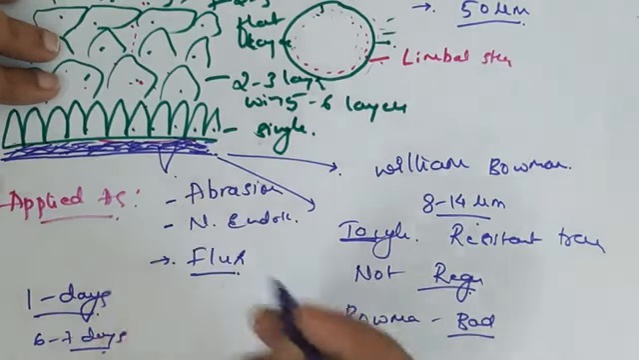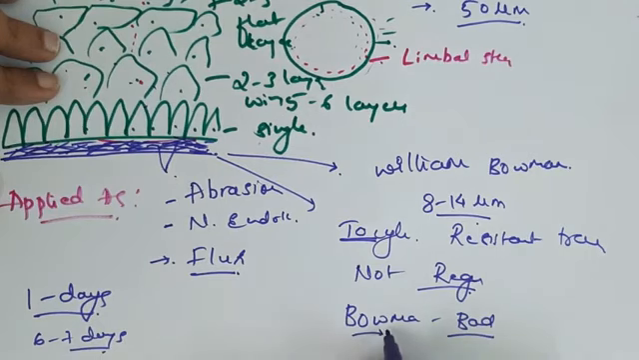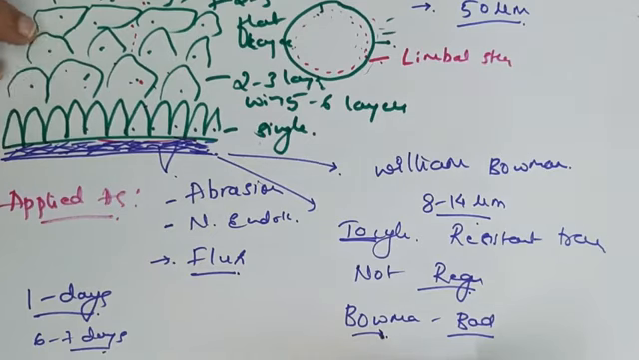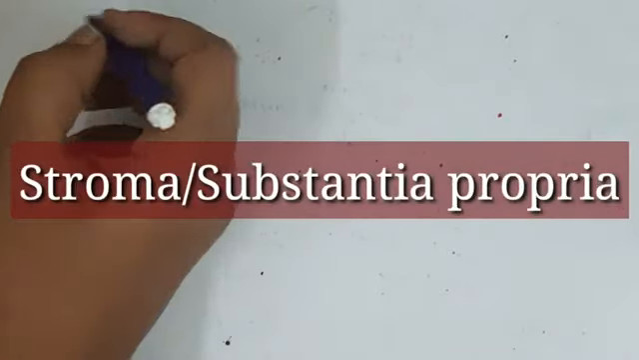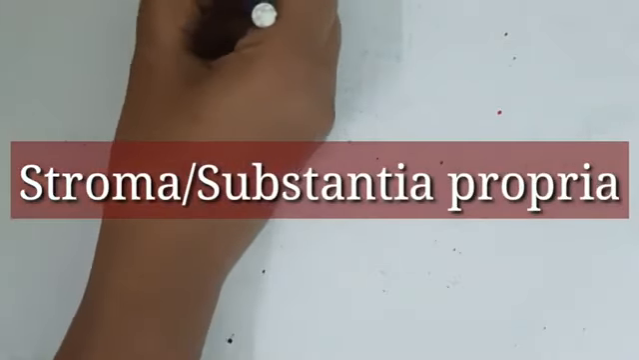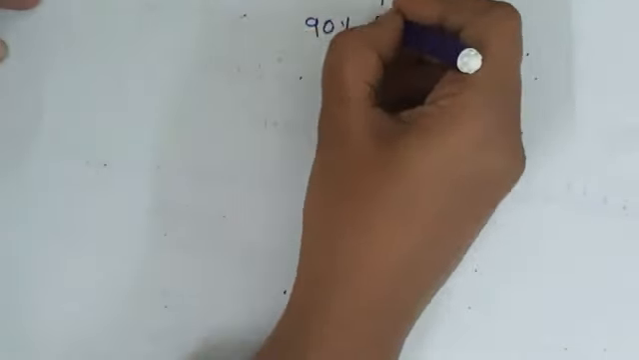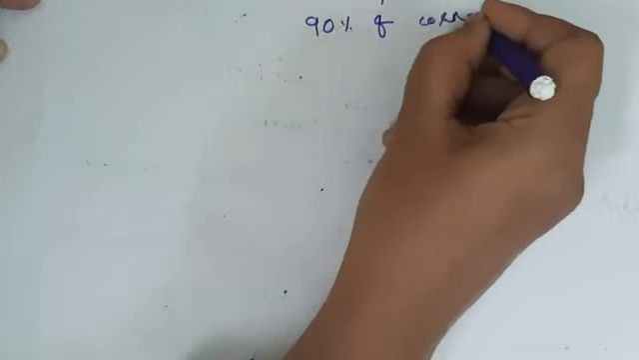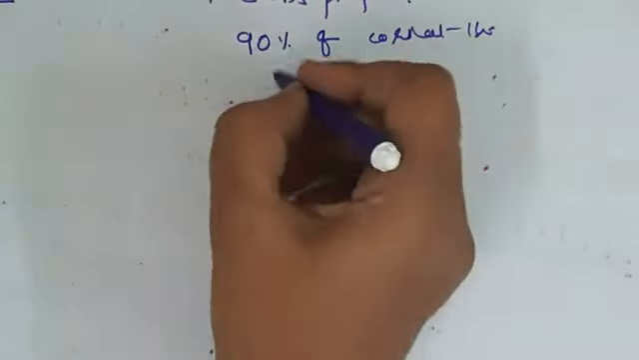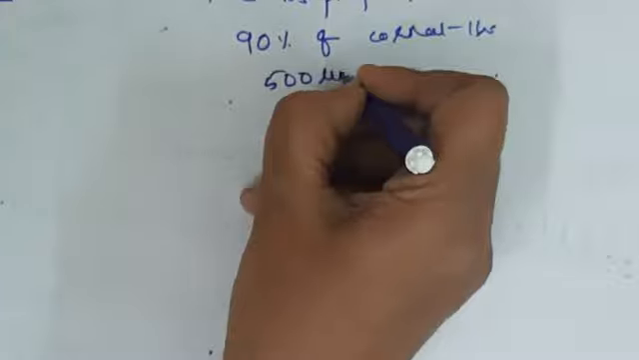So the applied aspect of the Bowman's membrane is, as I told, once there is rupture of the Bowman's membrane or trauma to the Bowman's membrane, the cornea will definitely have a scar or opacity in that area. Next, moving on to the third important layer, that is the stroma, also called substantia propria. So this contributes to 90% of the total corneal thickness. The thickness of this stroma is around 500 micrometers.